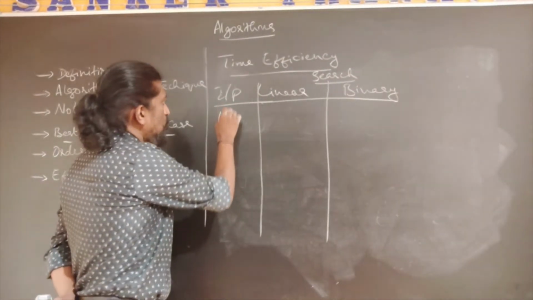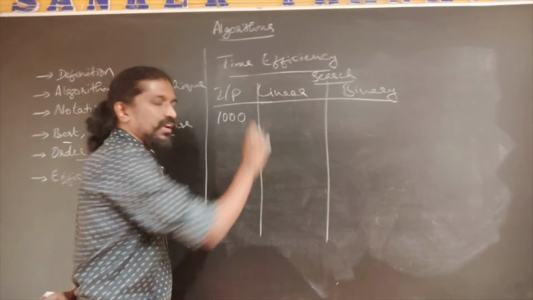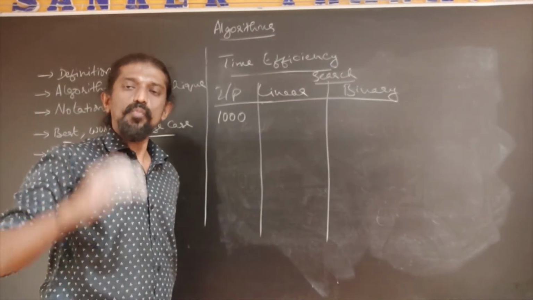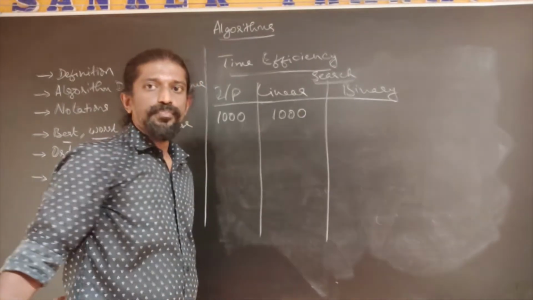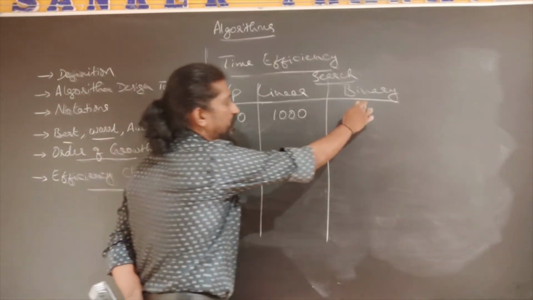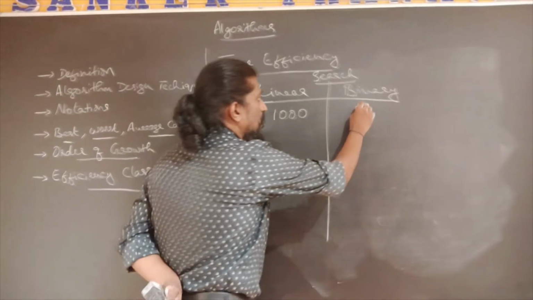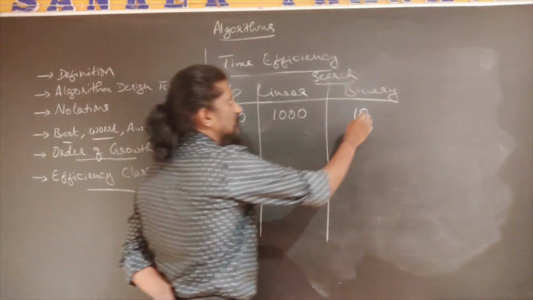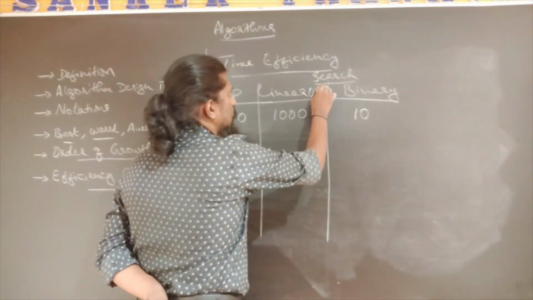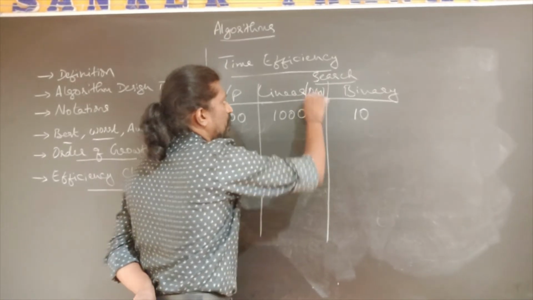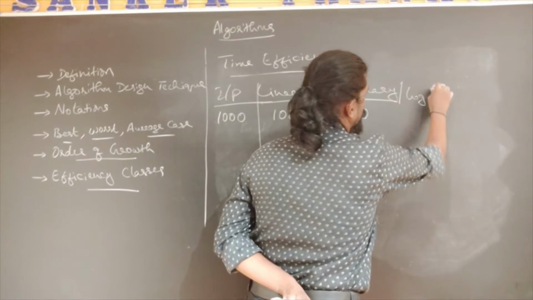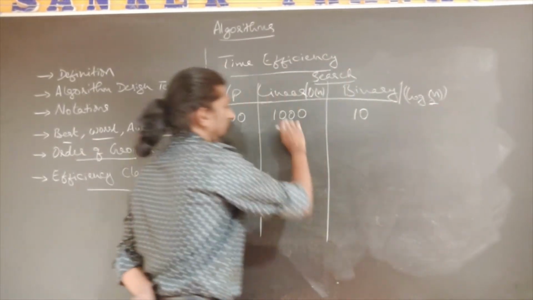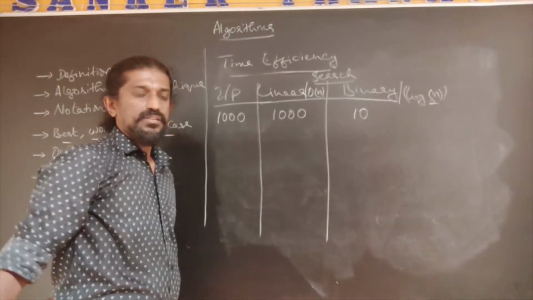For 1000 numbers, how many comparisons will be performed by linear search in the worst case? In linear search, 1000 comparisons will be performed. How many comparisons will be performed by binary search? Binary search requires only 10 comparisons, because the worst case efficiency of linear search is O of n and the worst case efficiency of binary search is log n to base 2. So it requires only 10 comparisons.